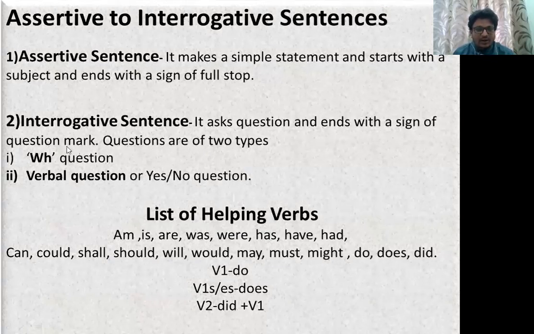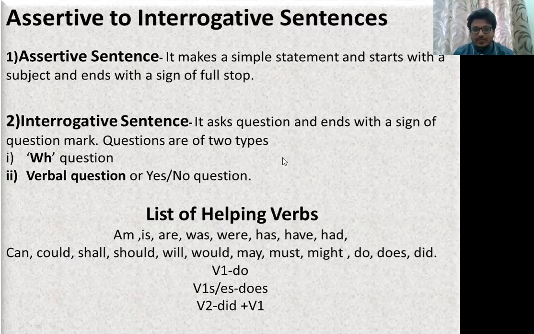Whereas an interrogative sentence always asks questions. And we know that questions are of two types, WH question and verbal question. Verbal question is also known as yes-no question. An interrogative sentence always ends with a sign of question mark.